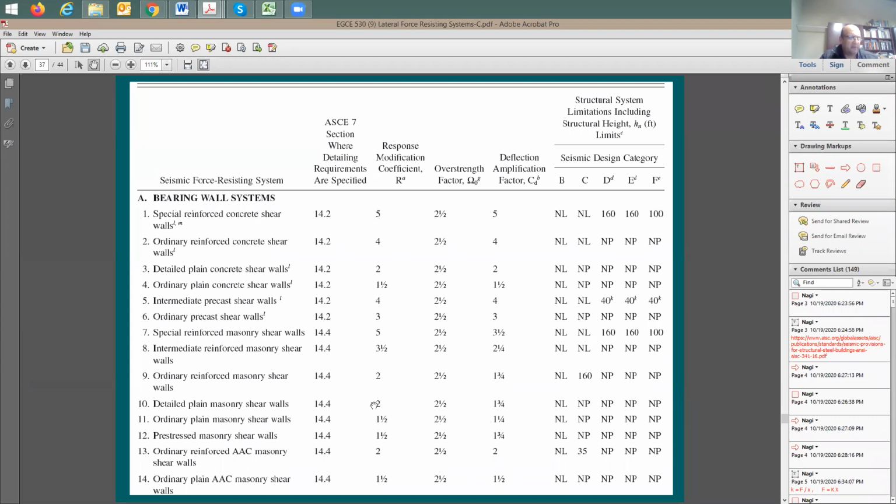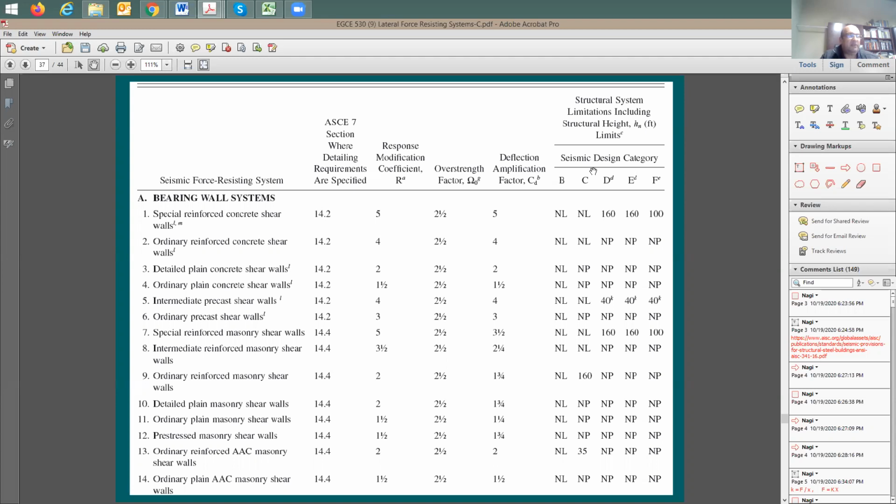Let's give you the R factor. Let's give you the overstrength factor. This is going to be a very important factor. And this number here is going to be the deflection amplification factor. When you want to check the drift, we're going to be checking it with this factor here. I'm going to show you later on how this is going to get done.